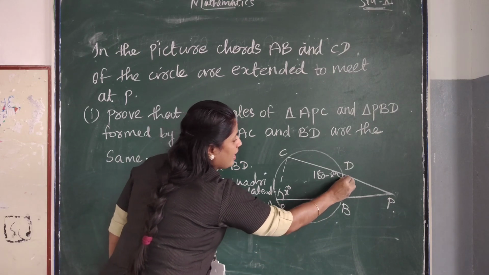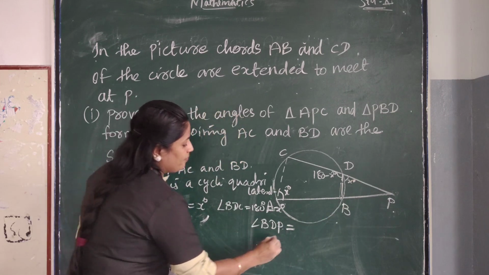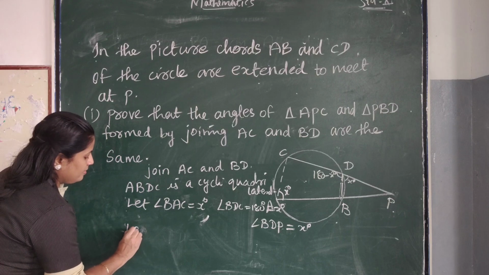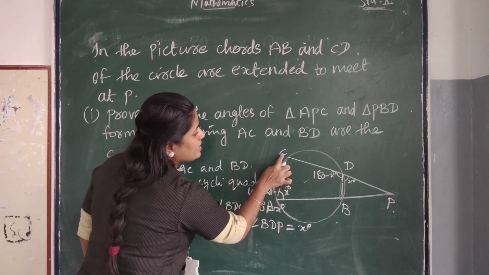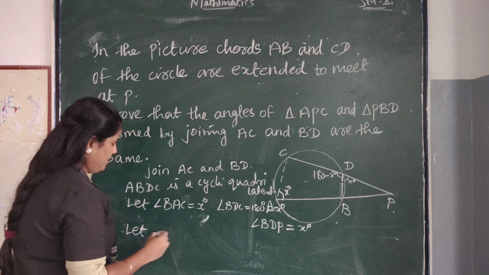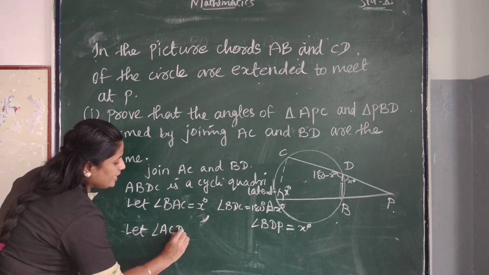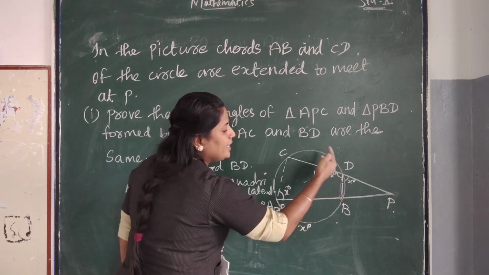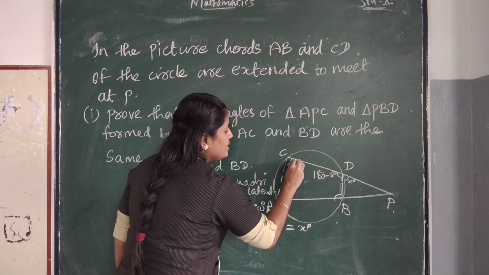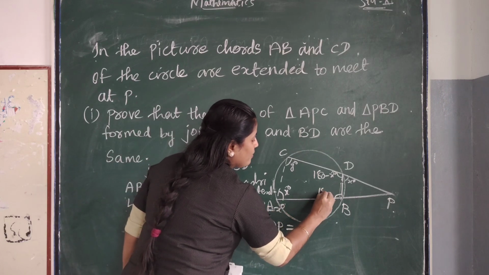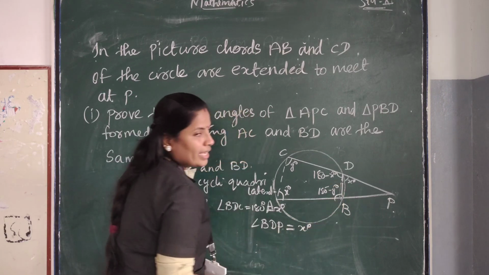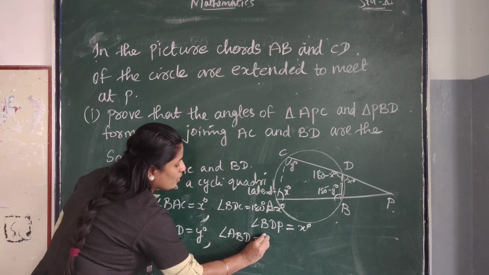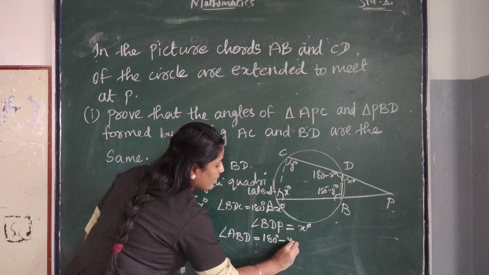Equal to x degree. This is a linear pair. Okay, let angle ACD equal to y degree. So what about angle ABD? This angle here is y degree, so this will be 180 minus y. Okay, angle ABD equal to 180 minus y.